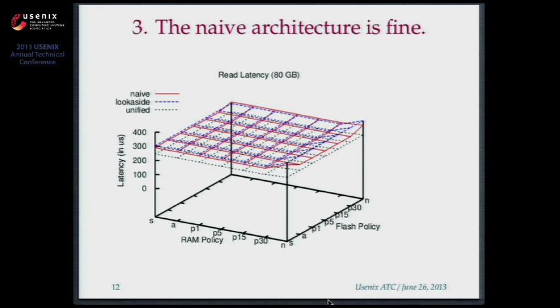It turns out the naive architecture is just fine too. This is the read latency for the same family of workloads and settings. The naive is slightly faster than look-aside because of the difference in the initial write. Actually, that's not it. The naive reads into the flash slightly differently. It's very minor, not really very important.